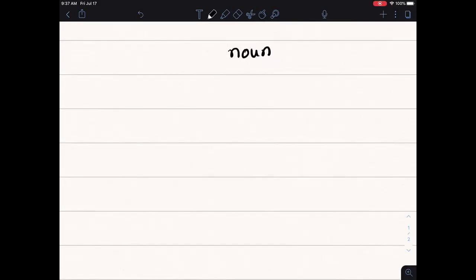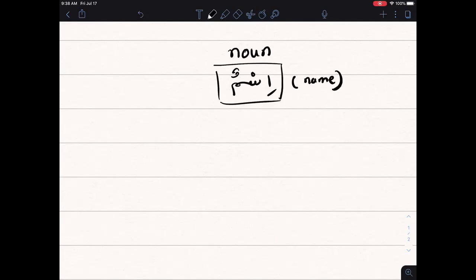How do we say noun in Arabic language? It's ismun. Okay, ismun. This word I want you to memorize because this word has another meaning, which is name. The word ismun means noun from the grammatical perspective, like nouns, verbs, right? And it also means name.